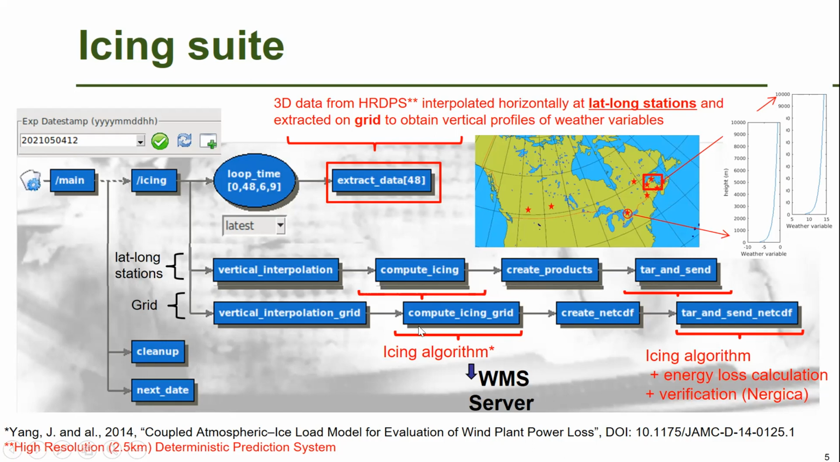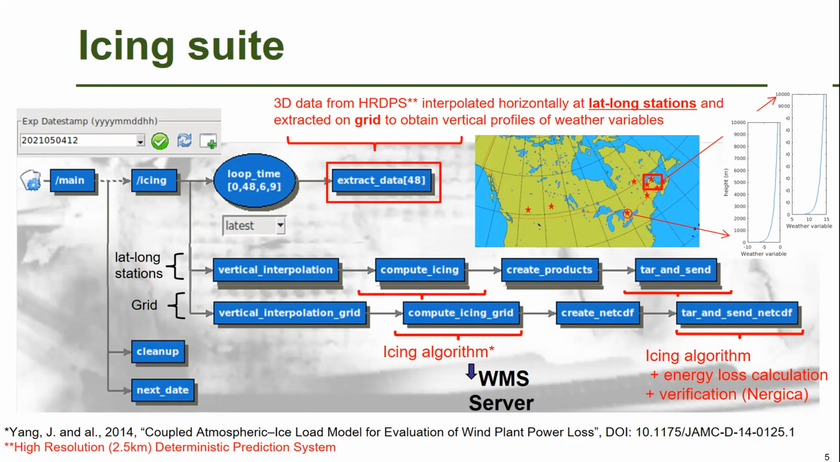And what we do is that we use this data to apply internally an icing algorithm based on the work of Yang et al., whose reference is given here. And this predicts icing accumulation on a cylinder. And then we also send our data to Nergica that also applies this icing algorithm, and they also perform energy loss calculation going from an ice accumulation to an energy loss. And they also perform some verification work.